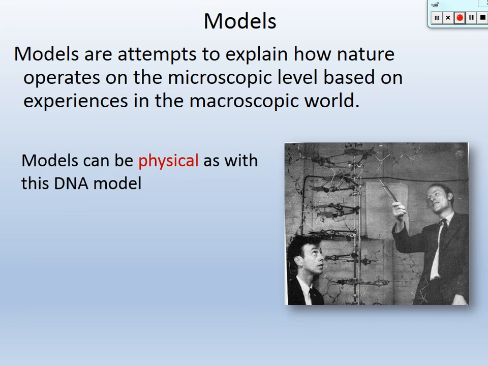Here's a famous example. Models can be physical, like Watson and Crick. Do you guys remember these guys from biology? Oh, yeah. They were the first scientists to build a model of DNA. And so this is the double helix they're looking at here. They built this model, which really did help them figure out how DNA replicated, how it was transcribed, and eventually they won the Nobel Prize for it.